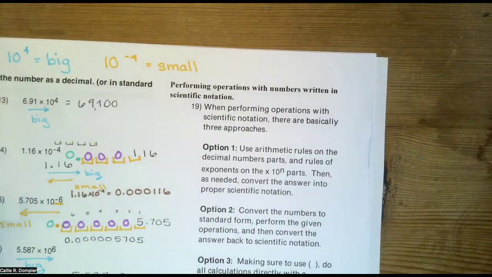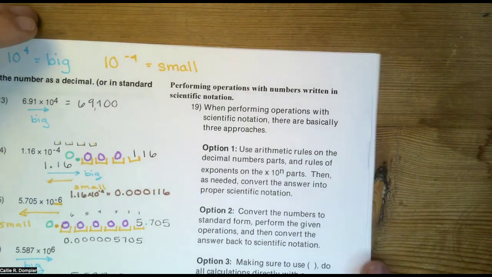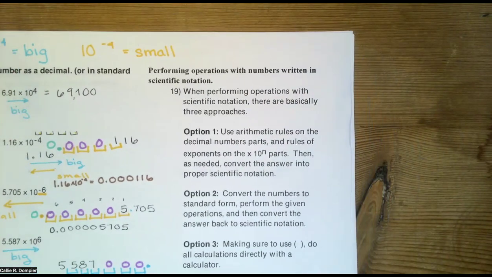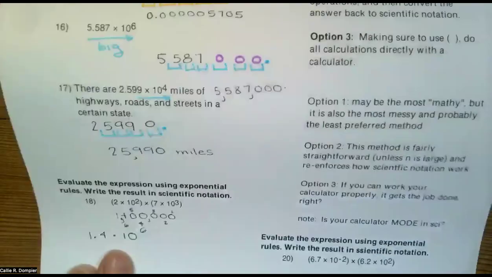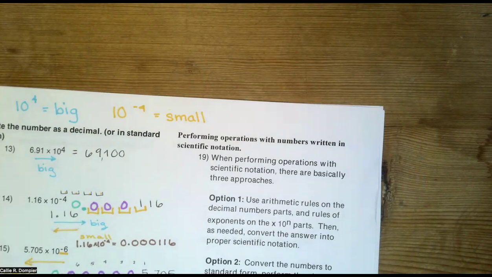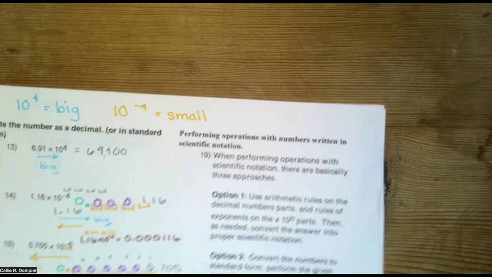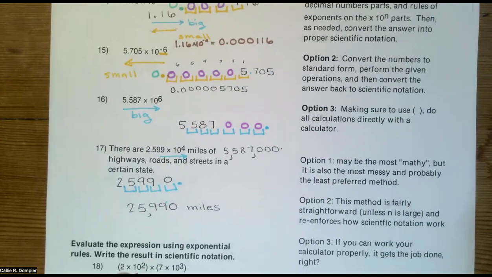Now, if you want to do it without your calculator, when performing operations with scientific notation, there are 3 approaches. Use arithmetic rules, or just like the math rules that you know, on the decimal numbers part, and rules of exponents on the 10 to the power of parts, and then convert the answer into proper scientific notation, as we did here after we just used a calculator. Good?